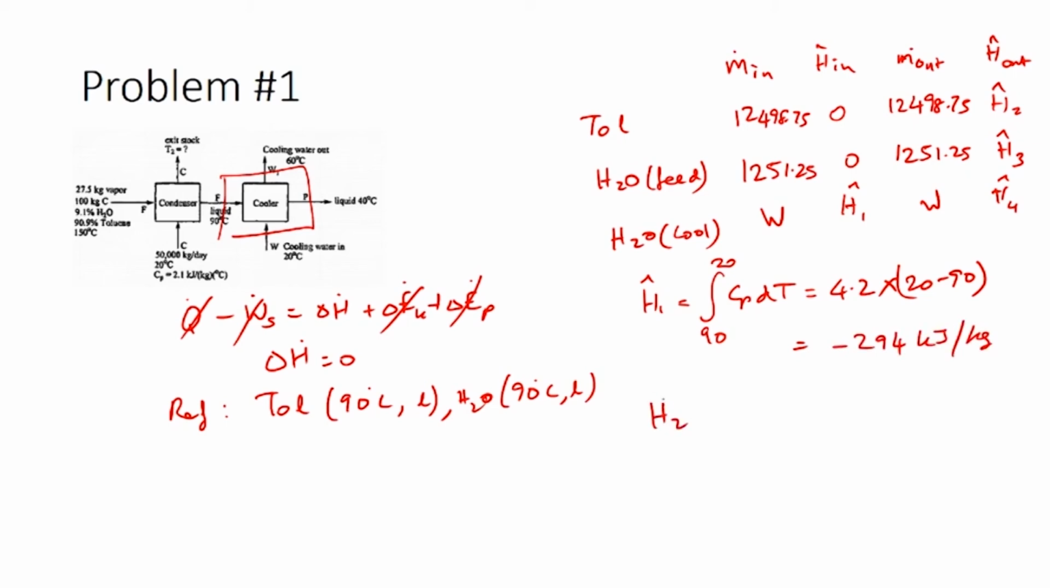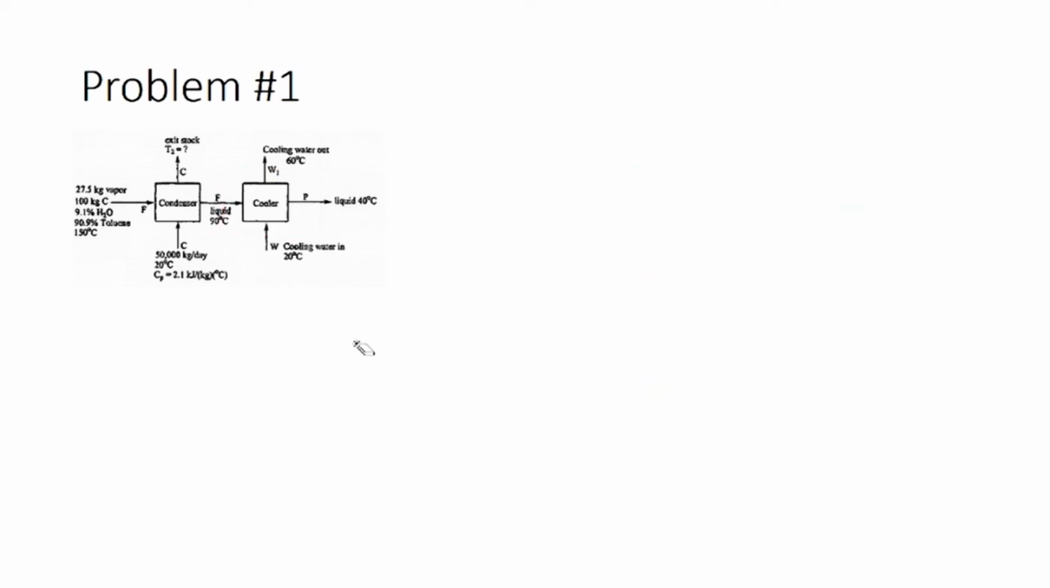So, H2 cap would be equal to integral Cp dt from 90 to 40, as toluene is leaving at 40 degrees Celsius. So, you have 40 as the temperature for the outlet stream. So, this would be equal to 1.7 times 40 minus 90, giving you a value of minus 85 kilojoules per kilogram. So, now we can calculate H3 cap.